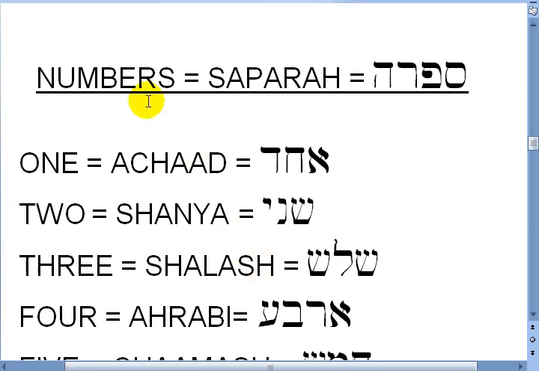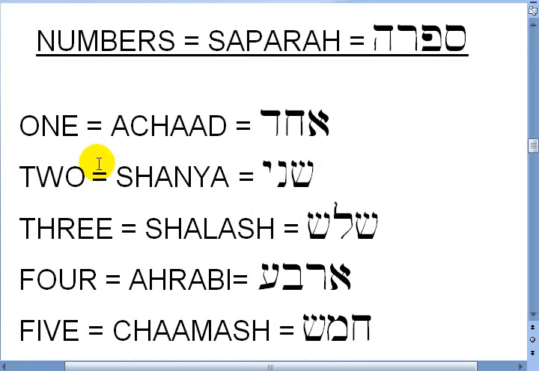Now the numbers in the Hebrew, the way you say numbers is sapara. We're going to start with number 1 is Akkad. Number 2 is Shanya. And Lord willing, in another lesson I'll give you the sounds again of all these letters, which I already did, but I might go over it again, so you can get more familiar with it.